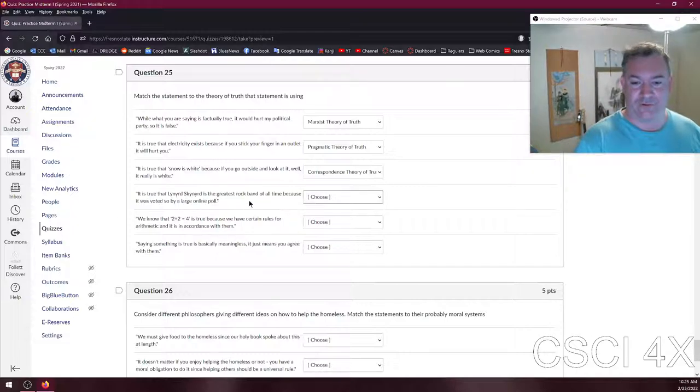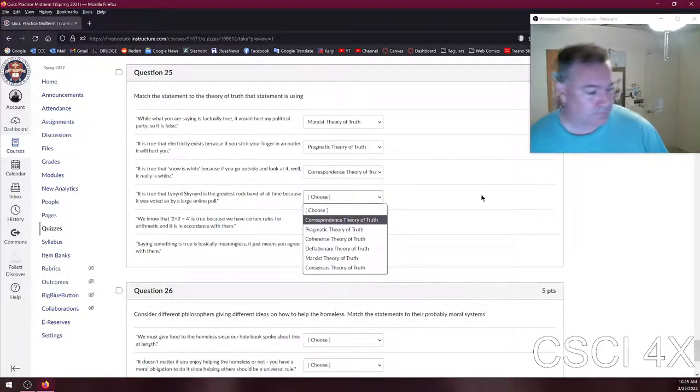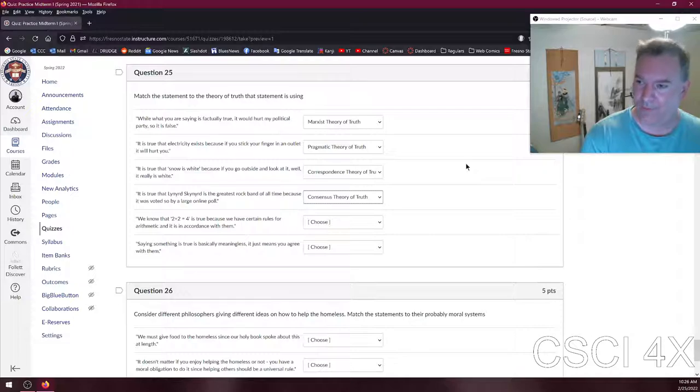It is true that Lynyrd Skynyrd is the greatest rock and roll band of all time because it was voted on by a large online poll. So, it's clearly not correspondence theory because there's no way of making an observation being like, all right, this music's better than another. It's very subjective. But what are they arguing for here? It is true that Lynyrd Skynyrd is the greatest rock band of all time because Rolling Stone magazine or something did an online survey, and it voted number one. That would be consensus, absolutely.